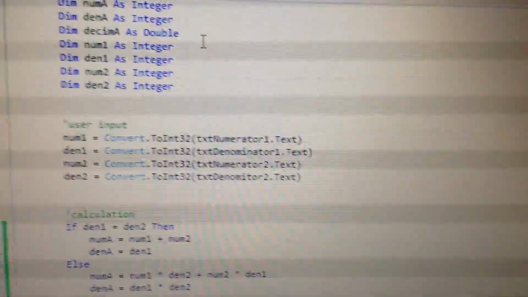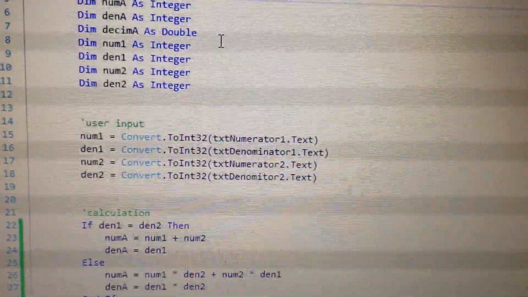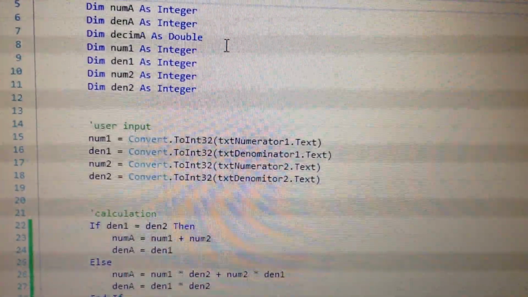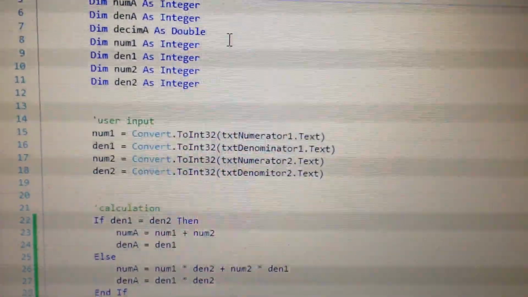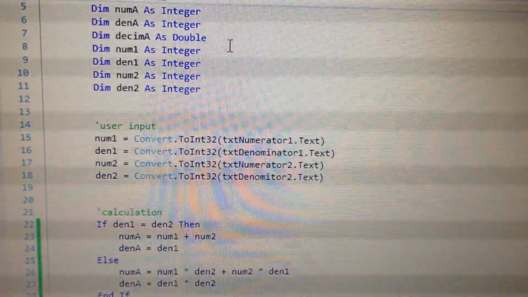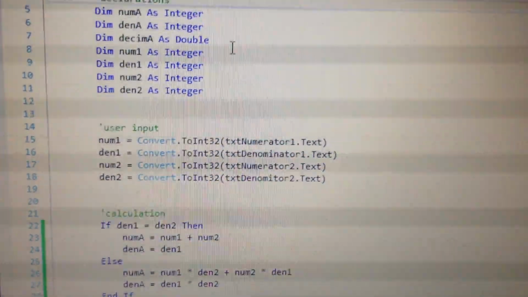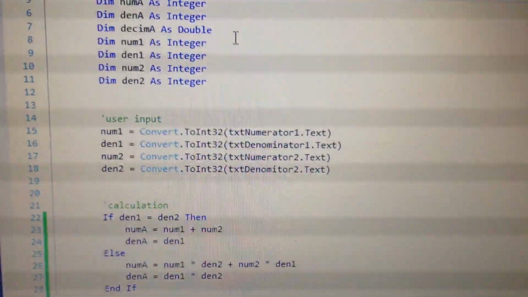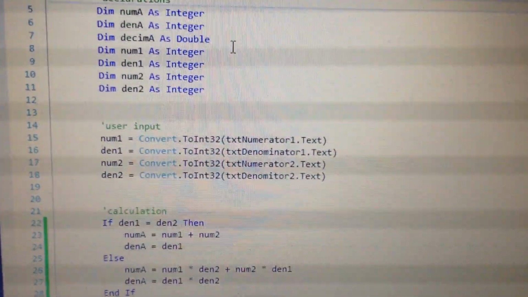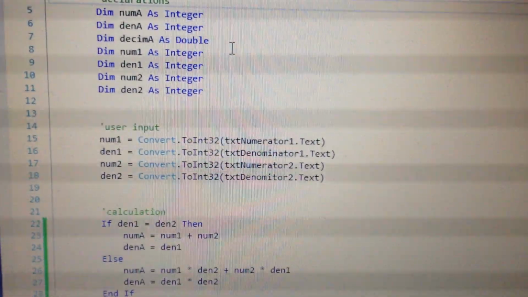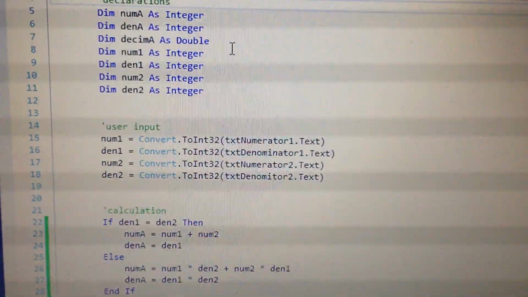Now let's go ahead and go into the user input. Here we have num1 is equal to whatever the individual puts in the numerator 1 text box. Den1 is whatever they put in the denominator 1 text box. Num2 will be whatever they put in the numerator 2 text box. And den2 will be whatever they put in the denominator 2 text box.